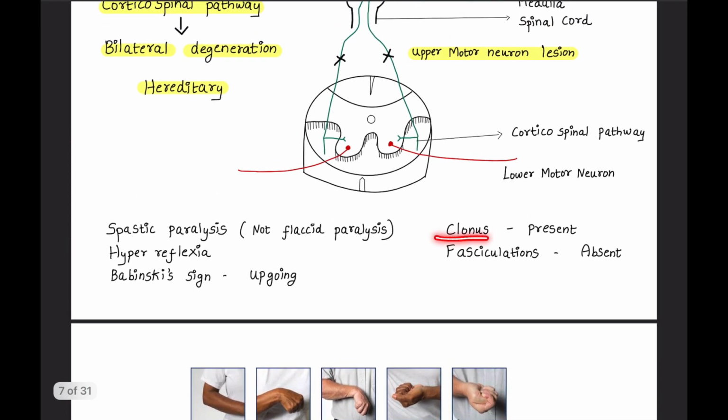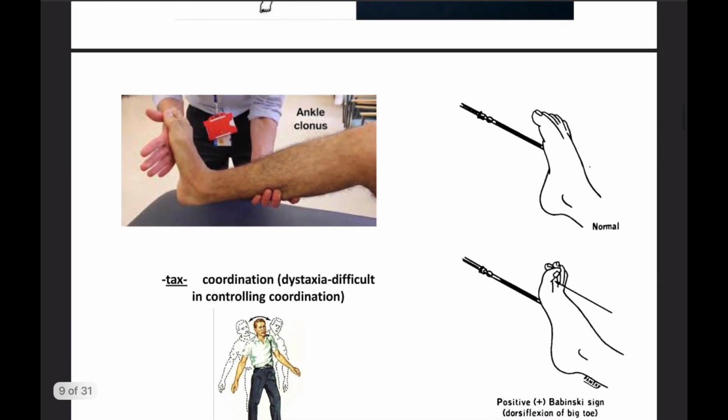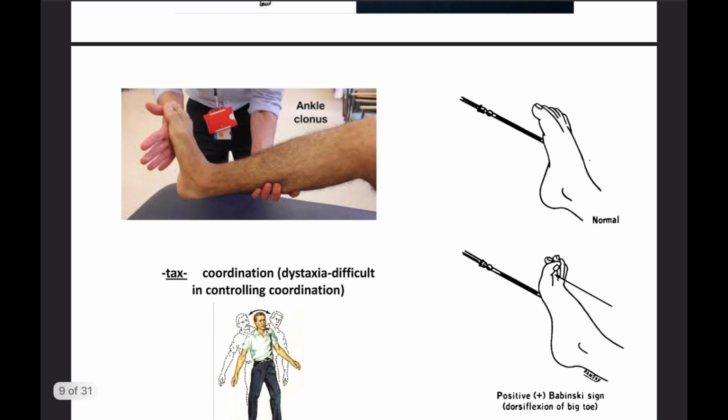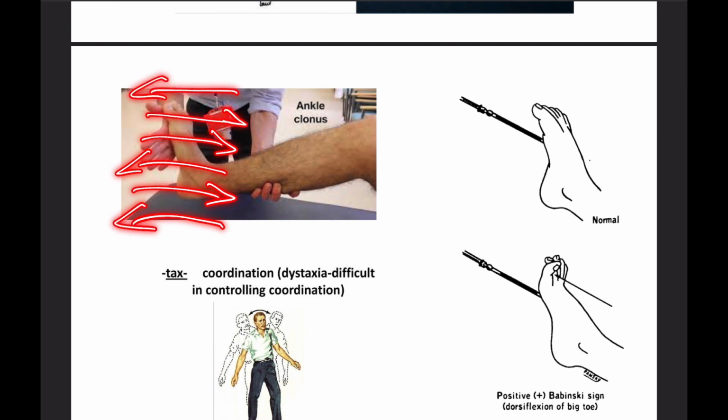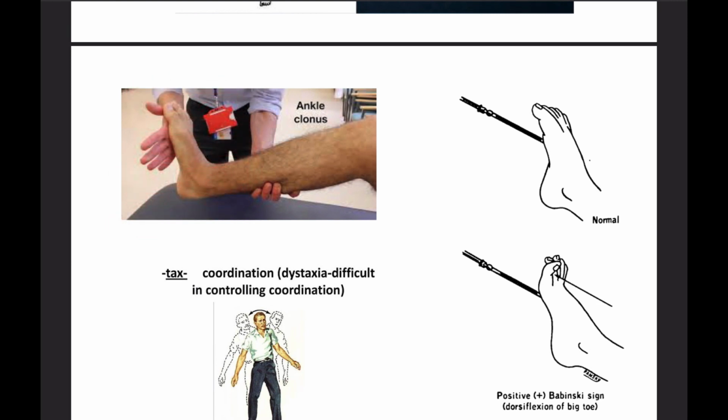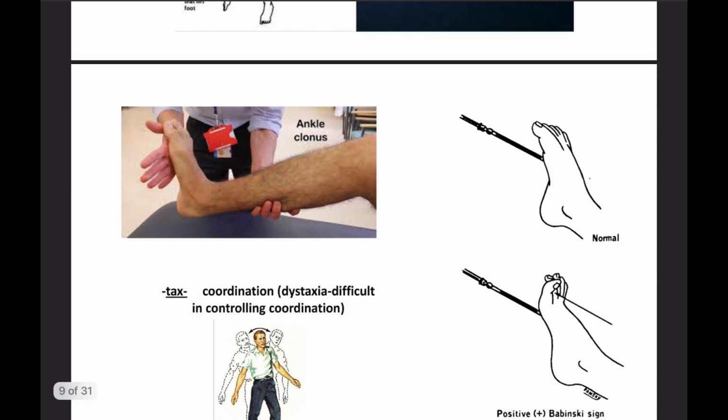Then clonus. So what is a clonus? If you put pressure on the foot of the patient, there will be involuntary rhythmic contraction and relaxation, like jerk movements in the ankle area. This is known as ankle clonus. If there is involuntary movement with the same rhythmic pattern, going upward, going downward, then this is ankle clonus.